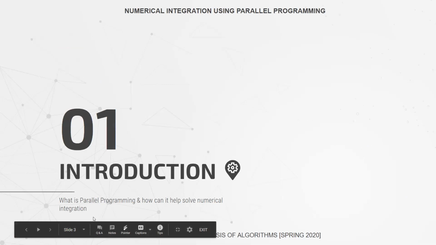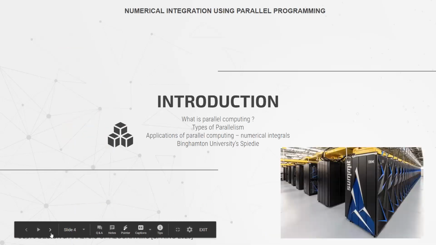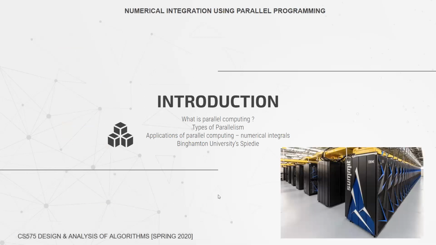So what is basically parallel programming and how can it help to solve numerical integration? Parallel computing, or parallel programming, is a type of computation in which many calculations or executions of processes are carried out simultaneously. A large problem can often be divided into smaller ones, which can then be solved at the same time. There are different types of parallelism: bit-level parallelism, instruction-level, data-level, and task-level. The technique that we'll be using for our project is instruction-level parallelism.